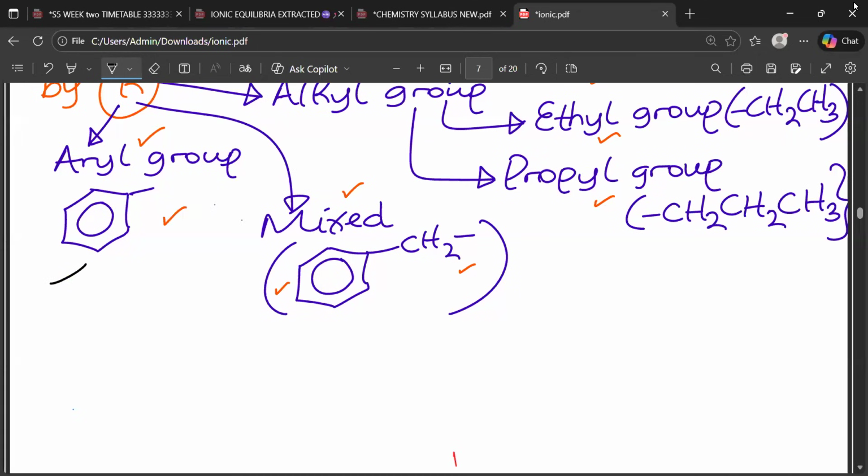You may ask yourself, so the aryl group is only one? No. You also have the naphthyl. Someone write for me the spelling of naphthyl.